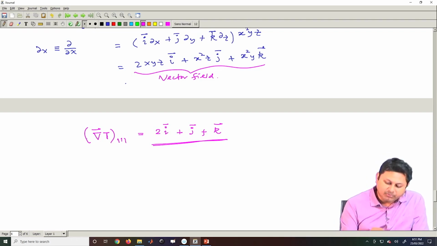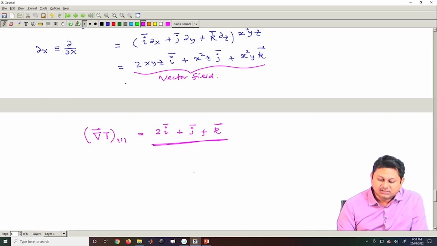Now, if I change my point to another, say 1 2 3 or 2 1 1 or 0 1 2, accordingly this direction will change, and this direction basically gives me that at that particular point, if I move along this direction, then the change of the scalar field will be maximum.